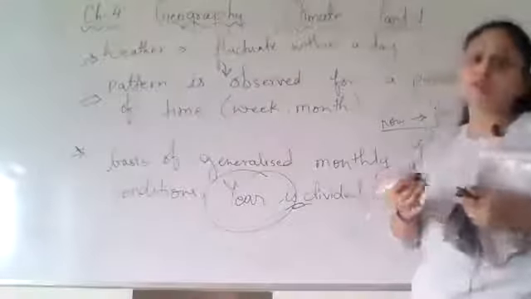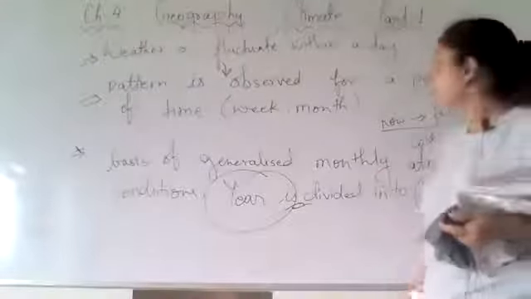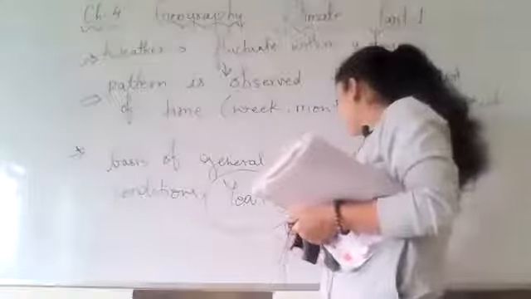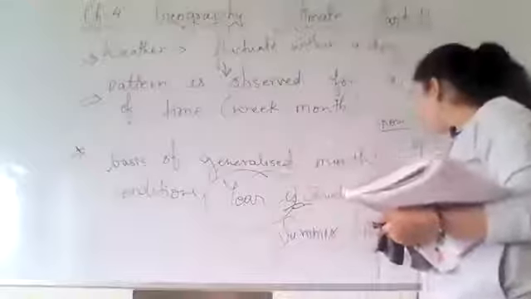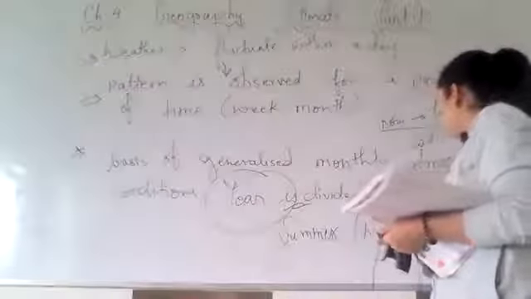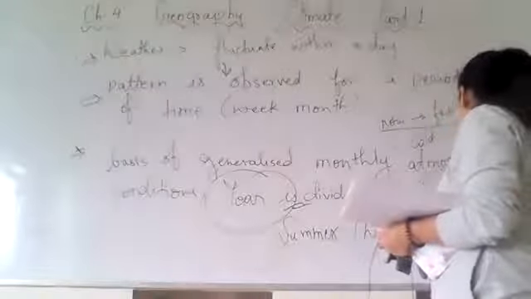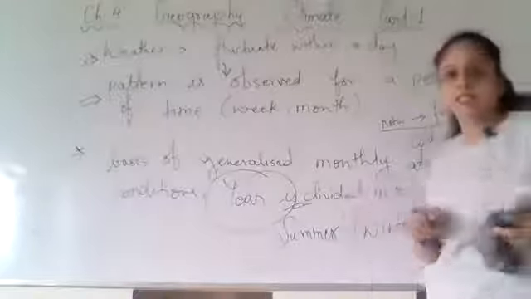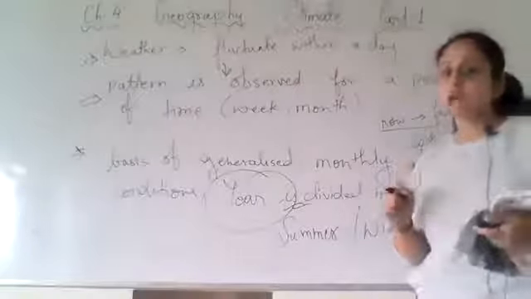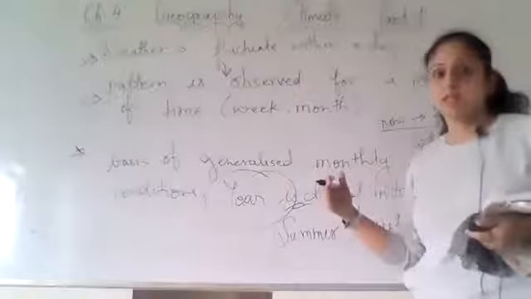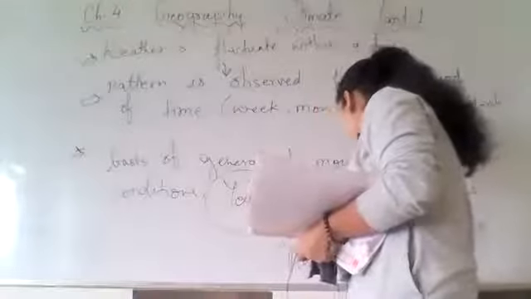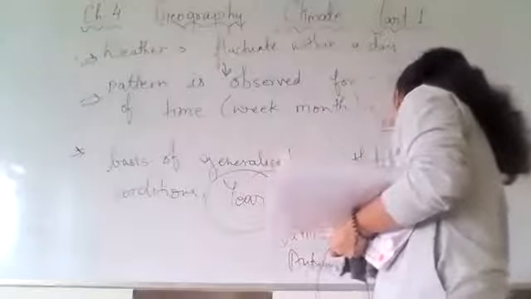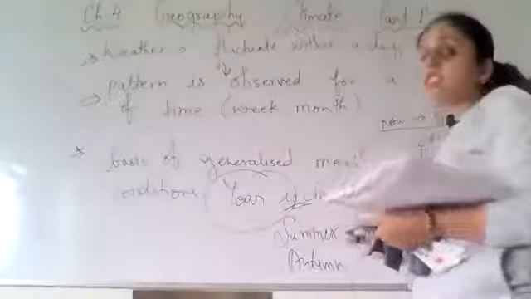So what are the seasons we are having? We are having summer, then we are having winter, then we are having rainy season. Yes. Also we have some transition seasons like autumn and spring. So these are the transition seasons.